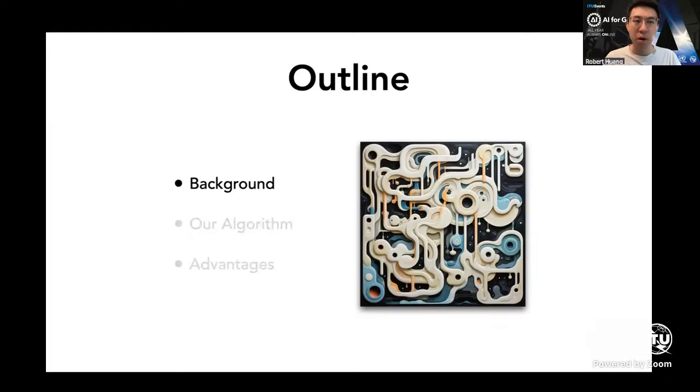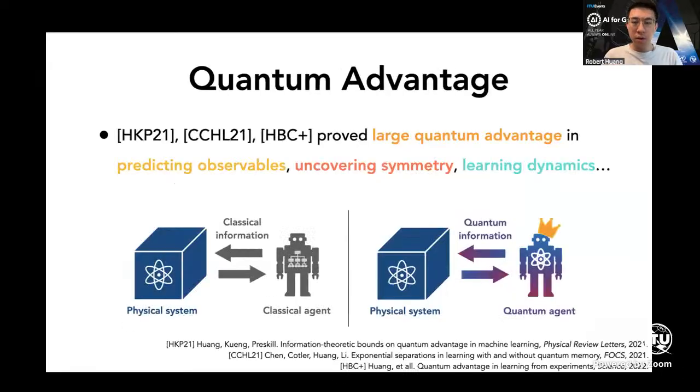So let me begin with the first part on the background. Over the past several years, we have a series of work that have established large quantum advantages in learning from experiments, such as in predicting a huge number of incompatible observables, to uncovering symmetry in unknown physical dynamics, to learning approximate model of many-body dynamics that happens in natural systems. In all of these settings, we were able to show that a quantum learning agent can yield an asymptotically large quantum advantage over a classical learning agent. For example, one can prove that in order to predict a large number of observables, quantum agent only require doing exponentially fewer experiments compared to classical learning agents. And similarly, also for uncovering symmetry, learning dynamics, etc.